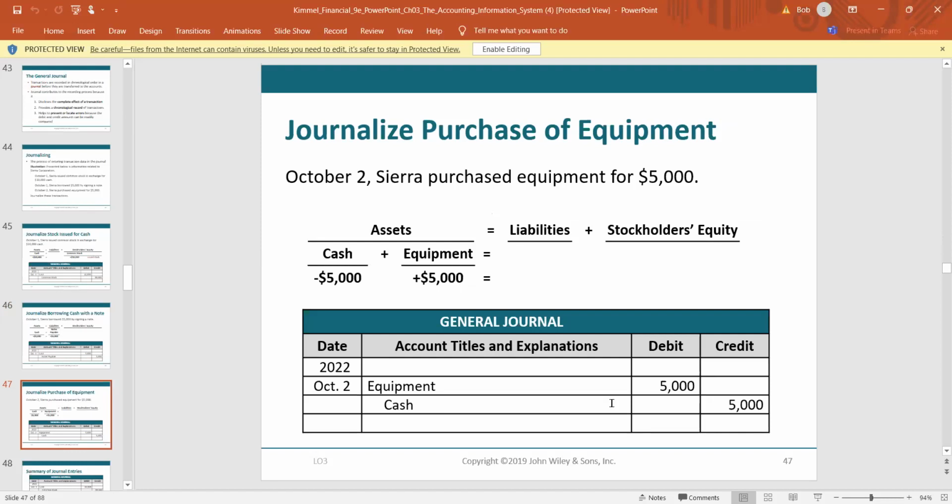So take a look at our general journal again. It's got a date. At the top of the page you could put the year, but you only put the year on top of the page. You put the debits first, debit equipment, and you put it over here, debit 5,000, credit 5,000. Now you have filled out the journal, but you haven't posted anything yet, okay?